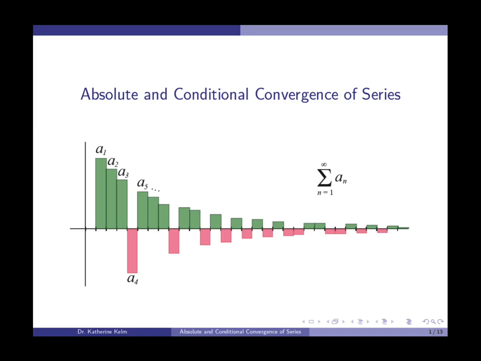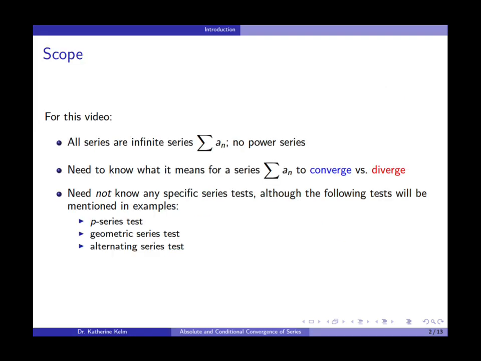This video is about absolute versus conditional convergence of series. For this video, all series will be regular infinite series. There will be no power series. You should know what it means for a series a_n to converge versus diverge, but you don't need to know any specific series tests, although the following tests will be mentioned in examples: the p-series test, the geometric series test, and the alternating series tests. If you don't know these tests, however, you can just gloss over these parts.